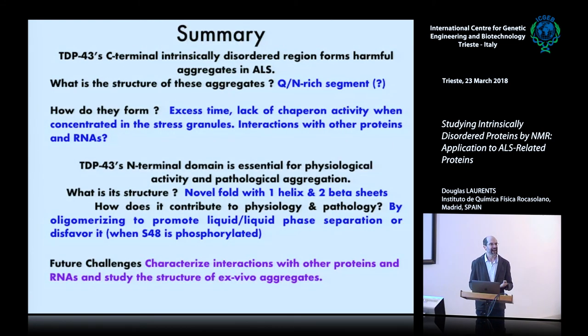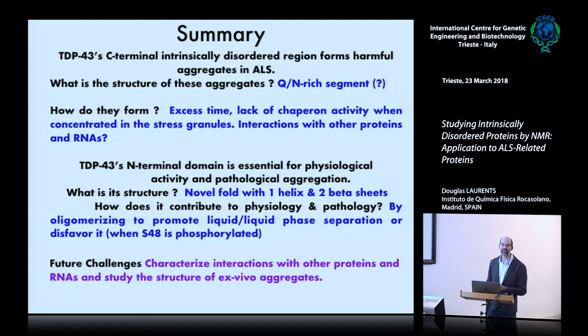So, just summarizing the talk, I mentioned that the C-terminal region is intrinsically disordered and forms these harmful aggregates in ALS. What's their structure? At the moment, I would say that the structure would probably be the amyloid formed by the glutamine asparagine-rich region. What's the next thing that needs to be done? Probably characterize a real physiological sample of a TDP43 aggregate and determine the structure of the amyloid present in those aggregates. For that, you would probably need solid-state NMR or cryo-electron microscopy.